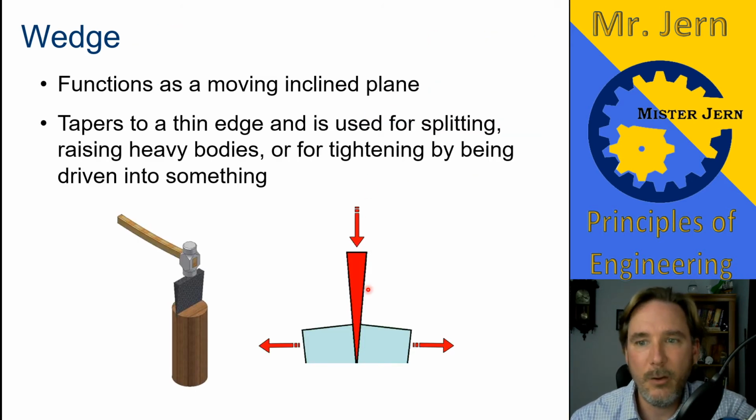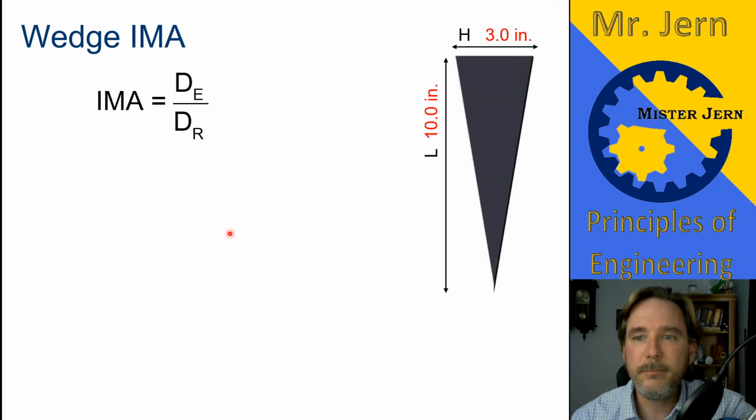It pushes downward. You apply a force down, it could be any direction, but you apply a force in one direction and it applies a force. The resistance force is usually perpendicular to that. To figure out the ideal mechanical advantage, it's the same formula. What's the effort distance divided by the resistance distance? And to figure that out, which of these is which?